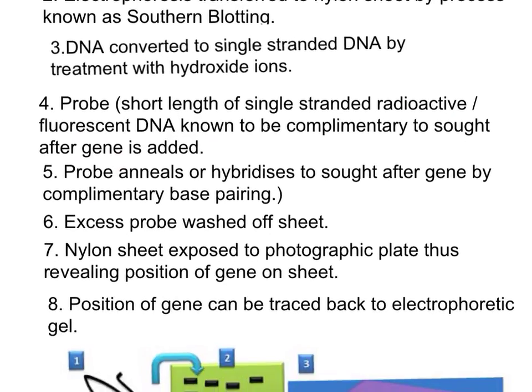The probe will then anneal, which means bind to or hybridize, same meaning, to the sought-after gene by complementary base pairing. What you then do is wash off any excess probe off the sheet, so you've only got the probe on your sheet which is actually bound to the gene you're looking for. The nylon sheet is then exposed to a photographic plate which reveals the position of the gene on the sheet, and then the position of the gene can be traced back to the electrophoretic gel, so we know the position of our target gene on our electrophoretic gel. And then that can be extracted from the gel.